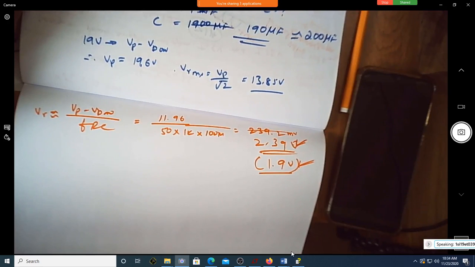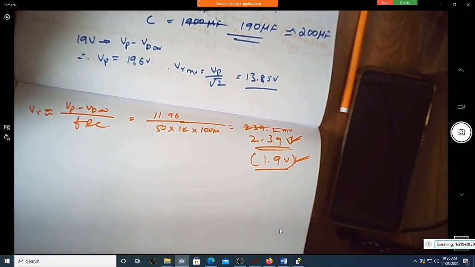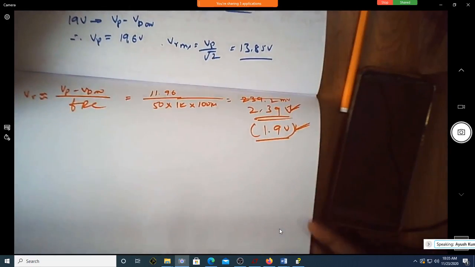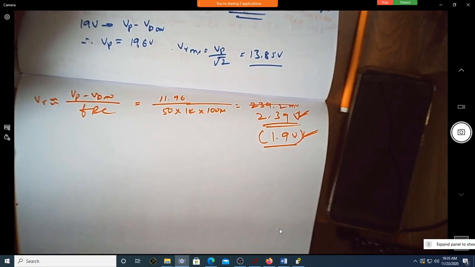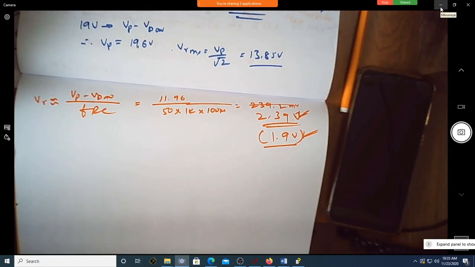But the lesser the ripple we get, the better, right? In that case, we cannot go for 10,000 microfarad as a capacitance value, because the capacitor size will become more, and the cost of your filter design will be more. We need to keep that also in mind.